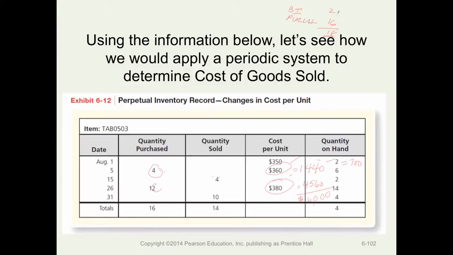And out of those units, the beginning inventory, we sold 14. So the first one's in and the first one's out. We sold 2 from beginning inventory. And we also sold another 12. If we sold a total of 14 units, we sold another 12 from our purchases. So that means that our ending inventory is going to be 4 units, as we see here.